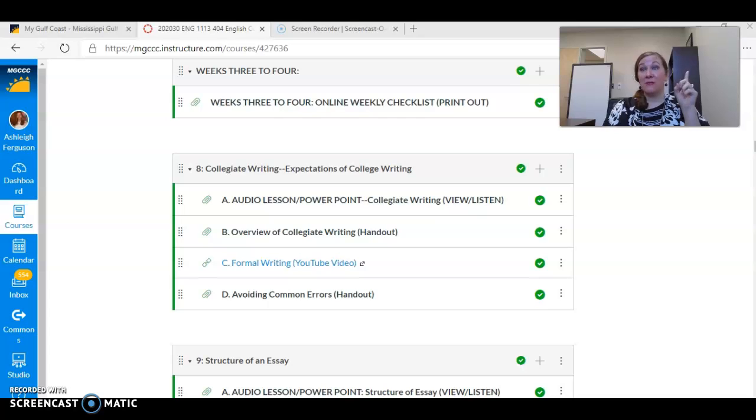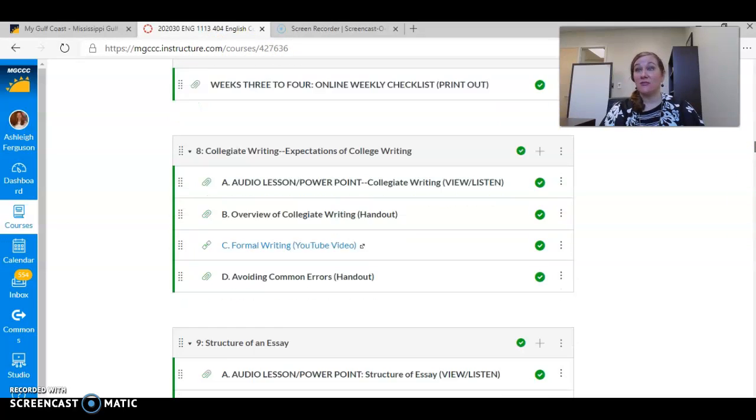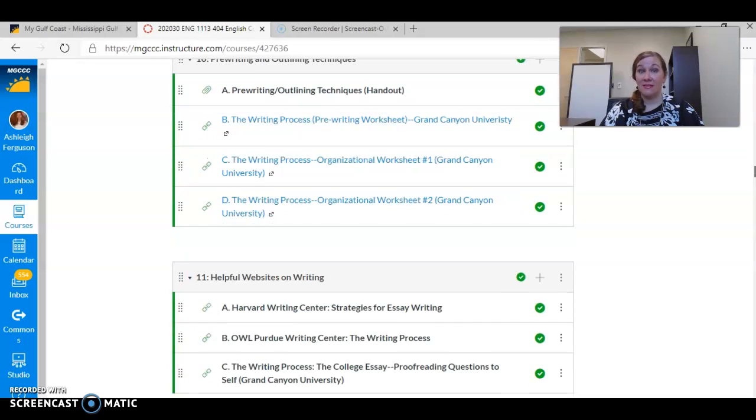For weeks 3 to 4, you only have one task you have to accomplish, and that is to write your literacy narrative, which is a diagnostic essay. Now, before you begin this task, make sure that you, as always, print out our weekly checklist, okay? And you are going to then see there are several modules that are going to help you write this assignment.